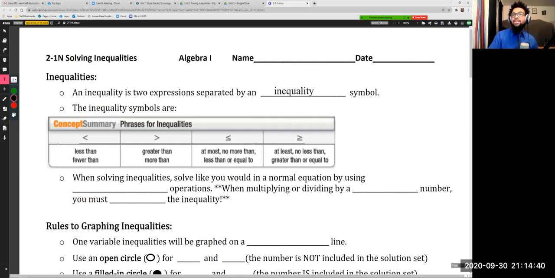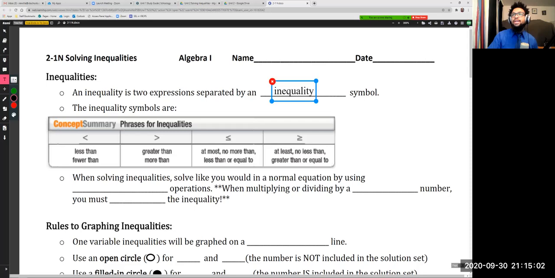And then we have less than or equal to, and the words that indicate that are at most, no more than, and less than or equal to. And then we also have the greater than or equal to sign. And the words that are going to indicate that are at least, no less than, and greater than or equal to. All right.